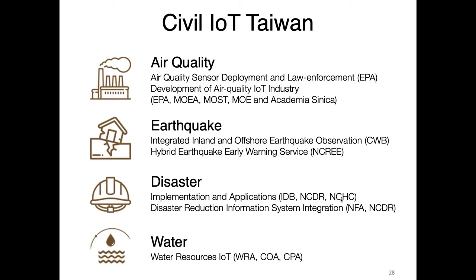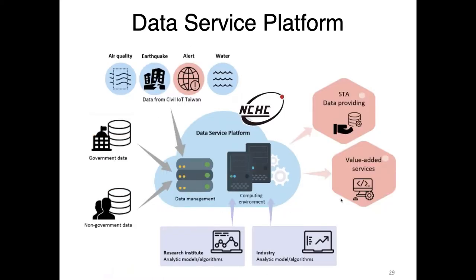However, what I want to share with you is the data service platform. The data service platform is hosted by NCHC, the National Center for High-Speed Computing. Basically, the data from Civil IoT Taiwan will be sent to the NCHC data service platform for management, and some other government and non-government data will also feed into this platform, and be packaged as the SensorThings API service and shared with other people.